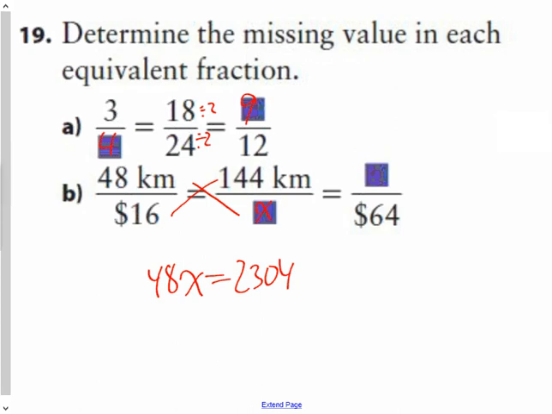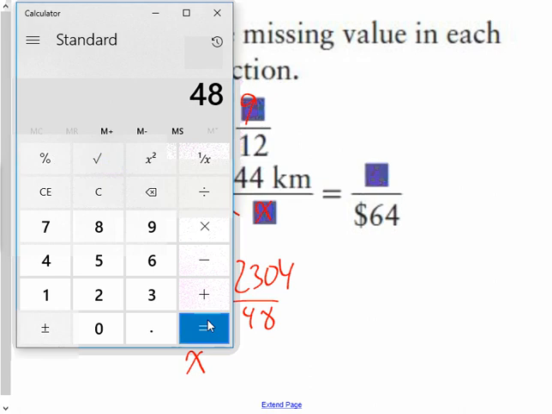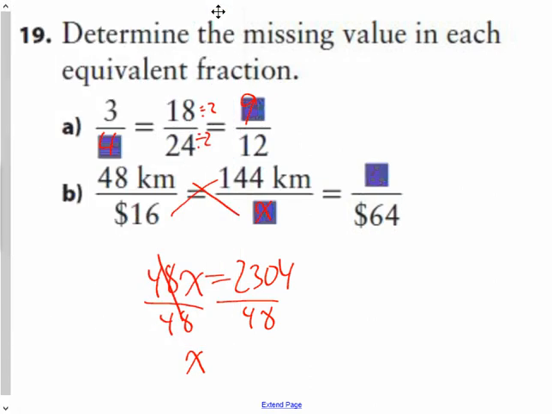And to isolate for x, what am I going to do? Divide both sides by 48. And x will equal 2,304 divided by 48, which equals 48. Is that right? Who knew? 48. So x equals 48.